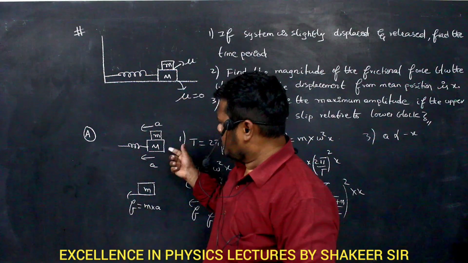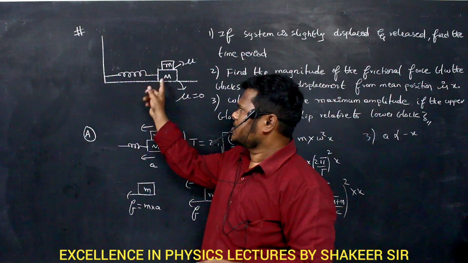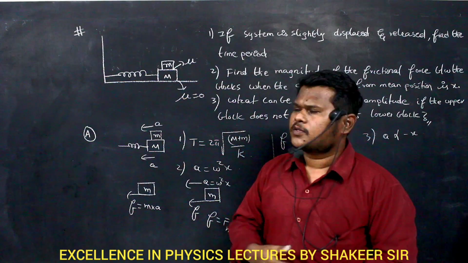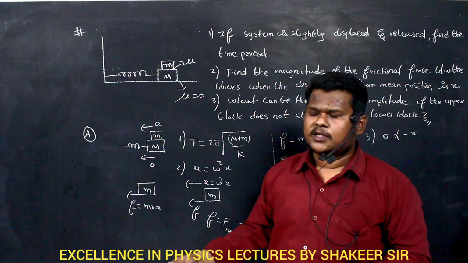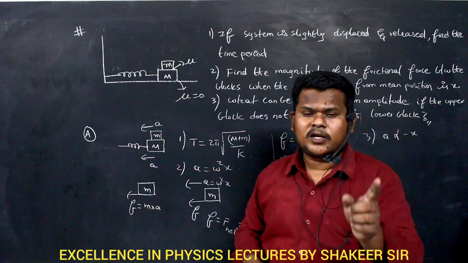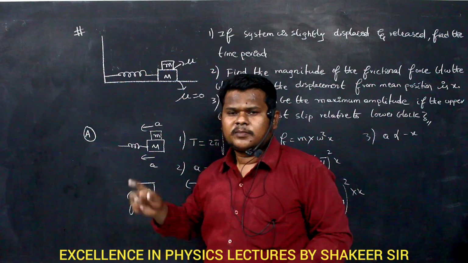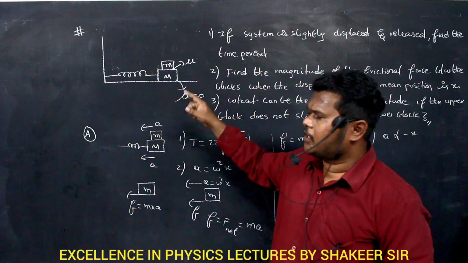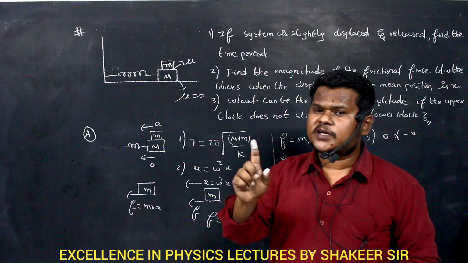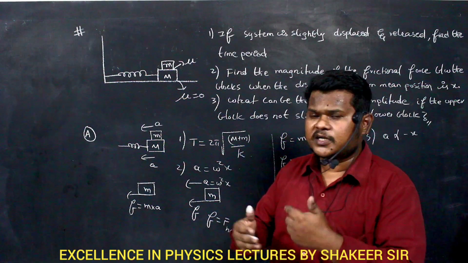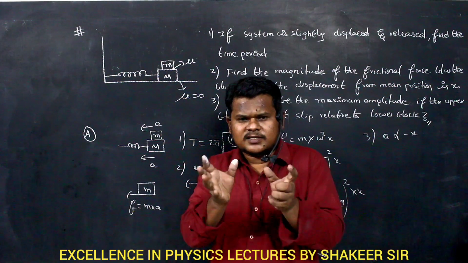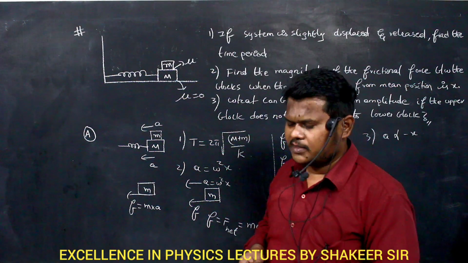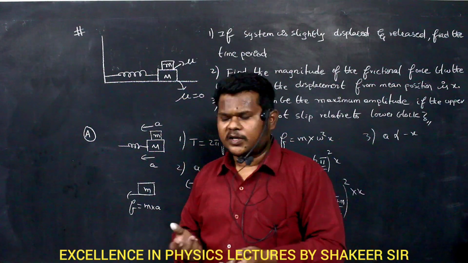So this body can move happily because it is connected to the spring. So this mass can have any acceleration. But what about small m? Small m cannot have any acceleration because the movement of small m depends on friction. And friction cannot be unlimited. So there is a maximum value of friction which is called limiting friction. Are you able to understand?